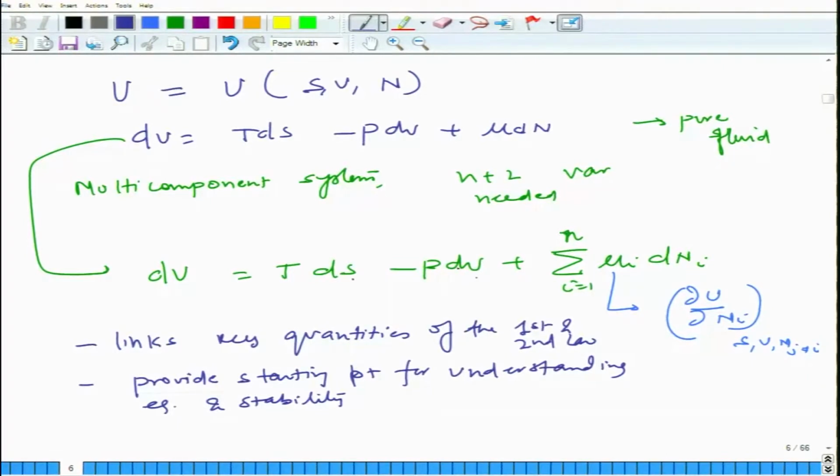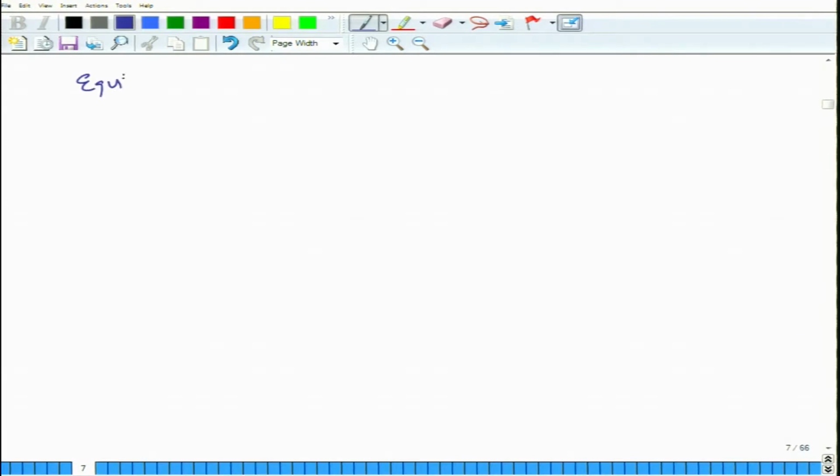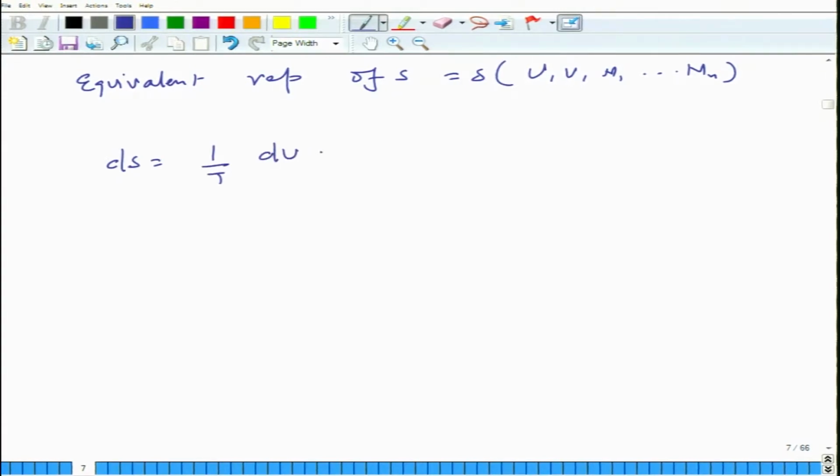One should note here that S, V and N are extensive quantities, whereas T, P and mu, which are conjugate variables of these extensive properties and also the first derivatives of these extensive properties, are intensive variables. Okay. So, we can also rearrange this in order to get an equivalent representation of entropy as a function of U, V, N, okay, for n number of components, and we can rearrange this expression in this form. Okay, so this is what we have derived.